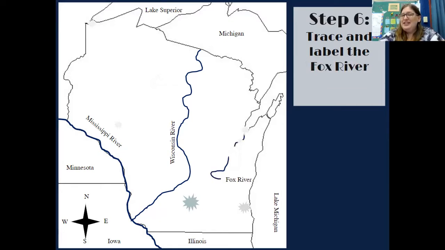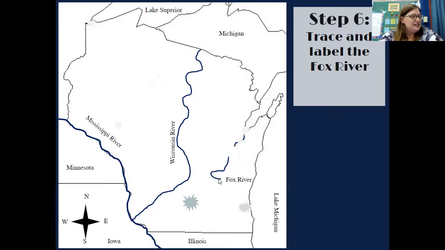The next river, the last river that we're going to label, is the Fox River. The Fox River, you probably have heard of, and that is the river that goes through Wrightstown. So it's a little bit harder to trace because there's other stuff that we're going to label on it. So just go ahead and, as best as you can, trace over the Fox River where you see it on your map.